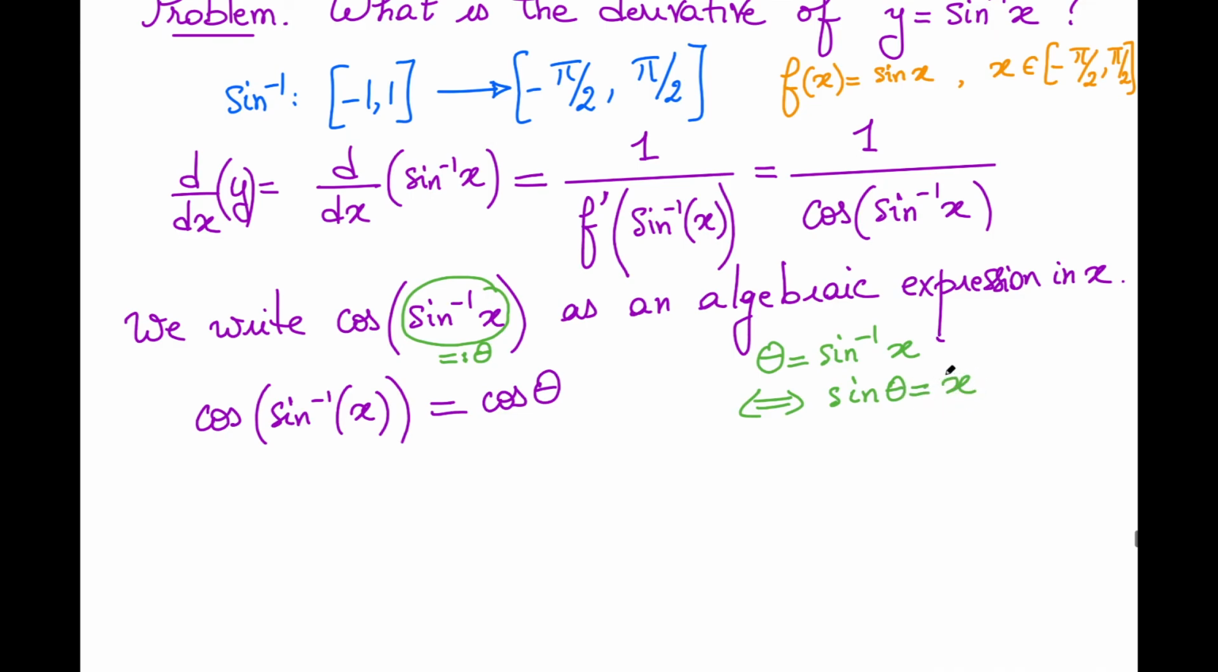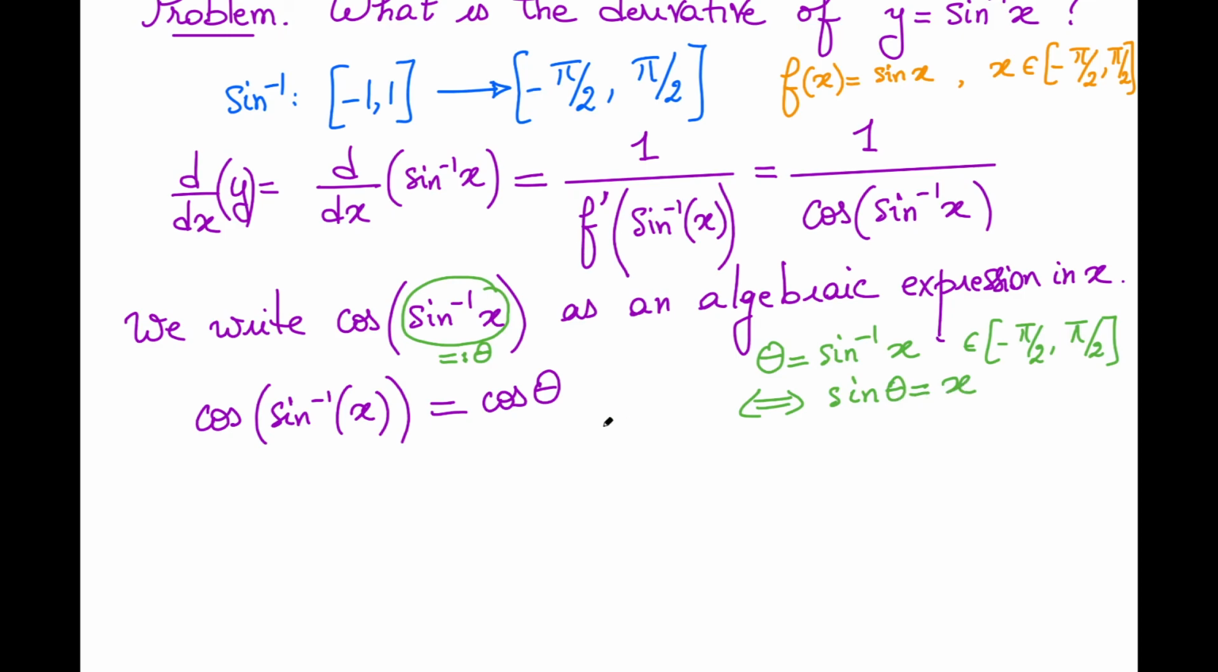Okay. And where does theta live? Theta lives in the range of sine inverse, right? Theta is sine inverse of x, so it's an output of the function sine inverse. So theta lives here. It's between minus pi over 2 and pi over 2, correct? So theta is between minus pi over 2 and pi over 2 because it lives in the range of sine inverse.